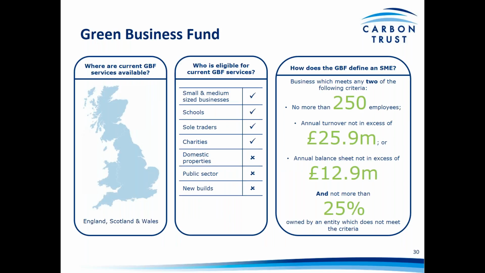The Green Business Fund is available to small and medium-sized businesses, schools, sole traders and charities in England, Scotland and Wales. Businesses applying for support need to meet two of the three criteria that are outlined on the slide here, and also need to not have more than 25% of their business owned by an entity which does not meet the SME criteria.